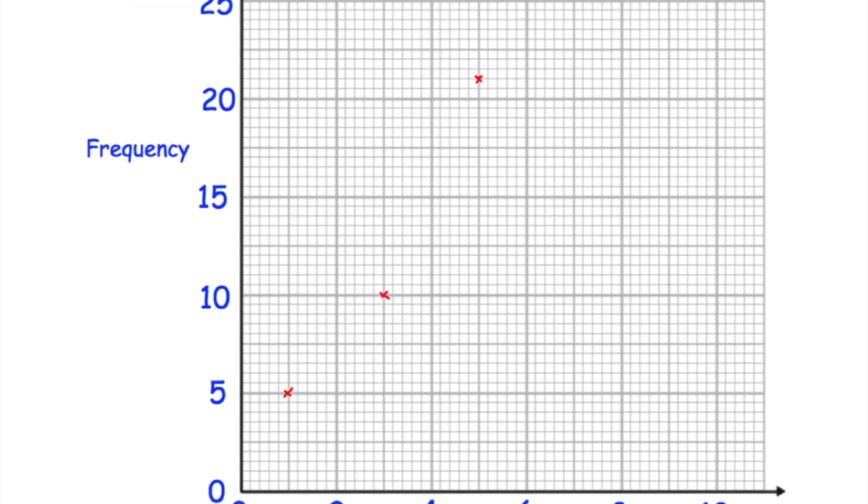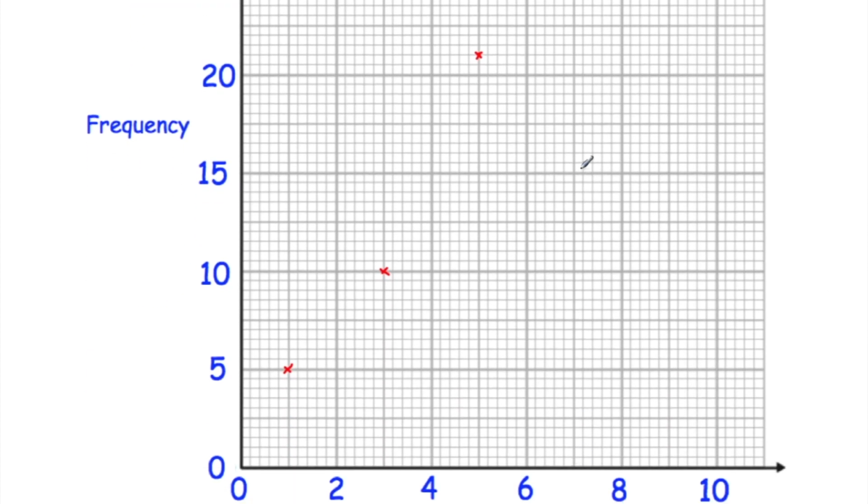So 7 across would be there, and 18 up. Let's go up to 15. Two boxes would be 16, up another 2 boxes, 17, up another 2 boxes would be then 18. So there, that's going to be our 7 across and 18 up. And actually another way to consider it is in between 15 and 20 would be 17 and a half. So going up another half would be then 18, which is there.